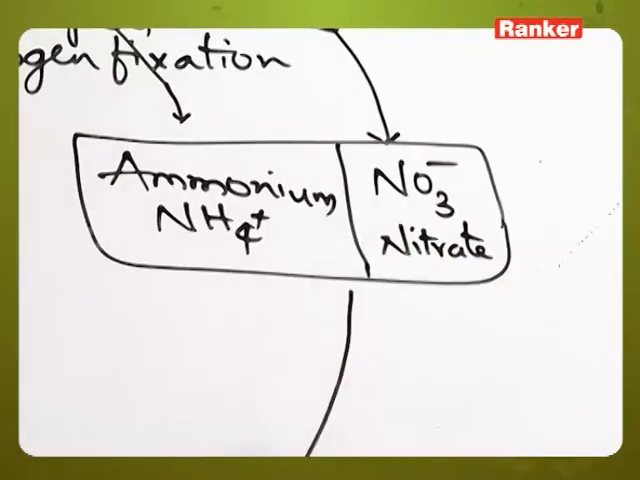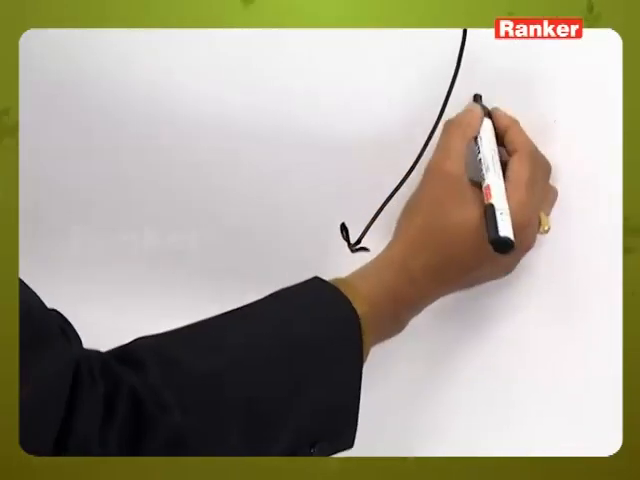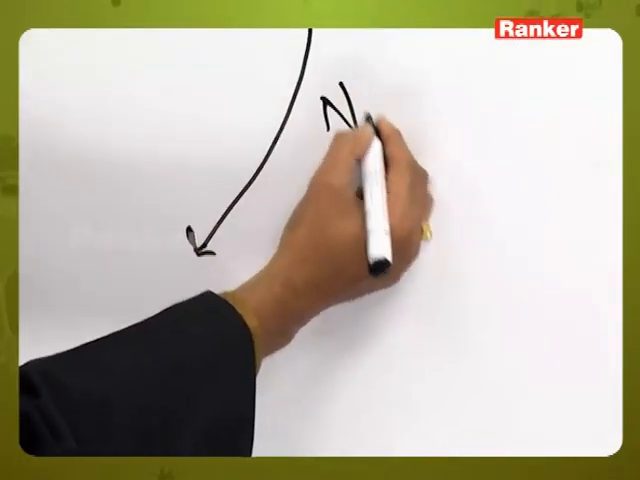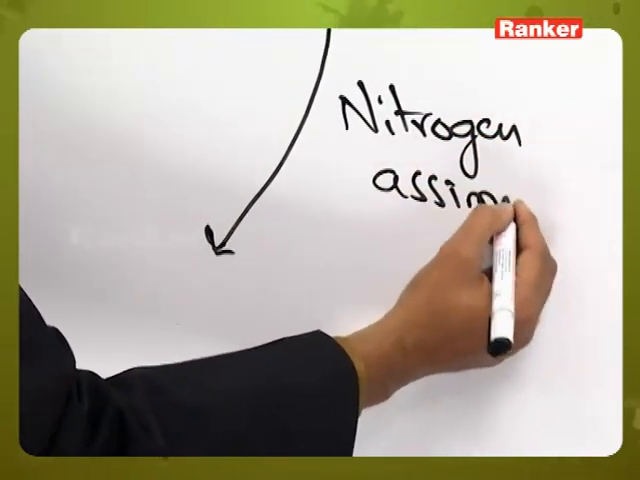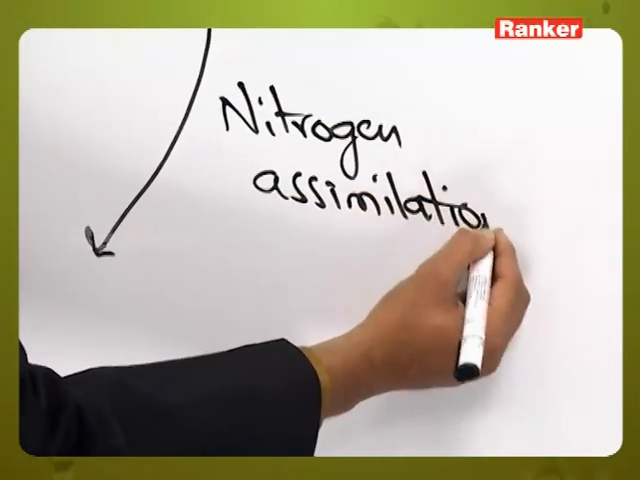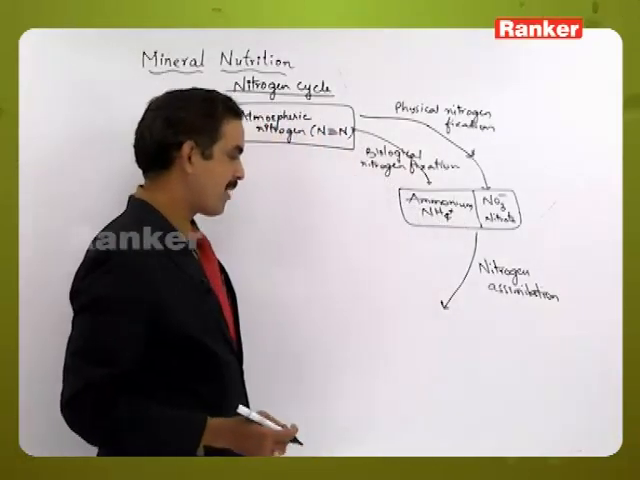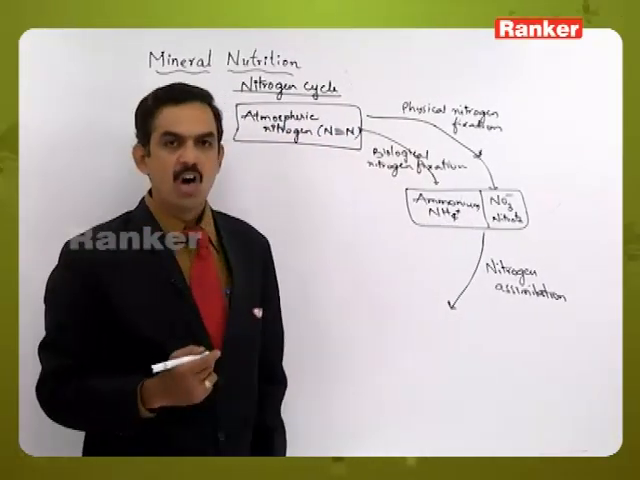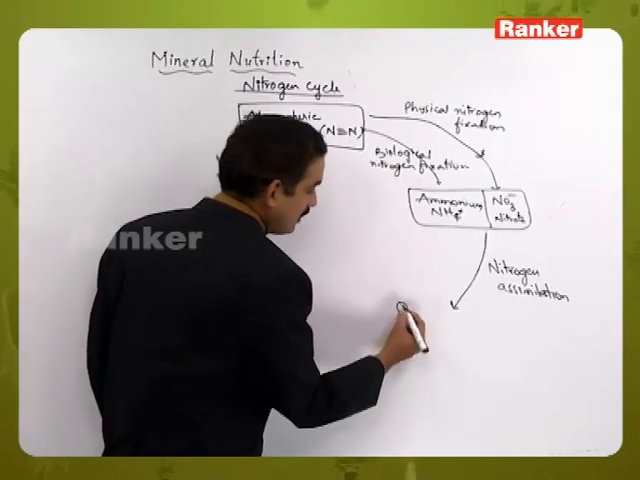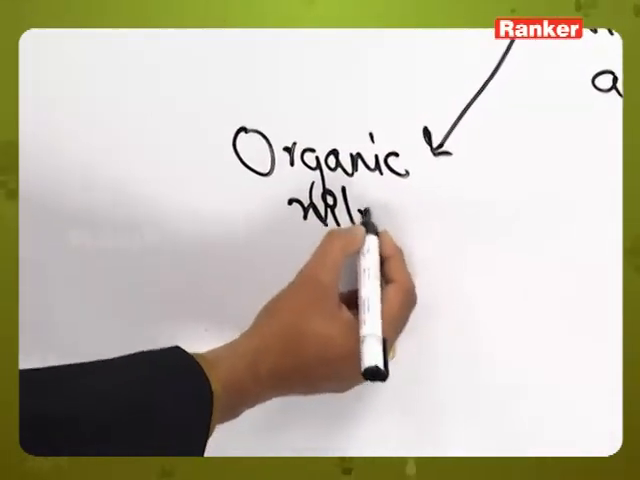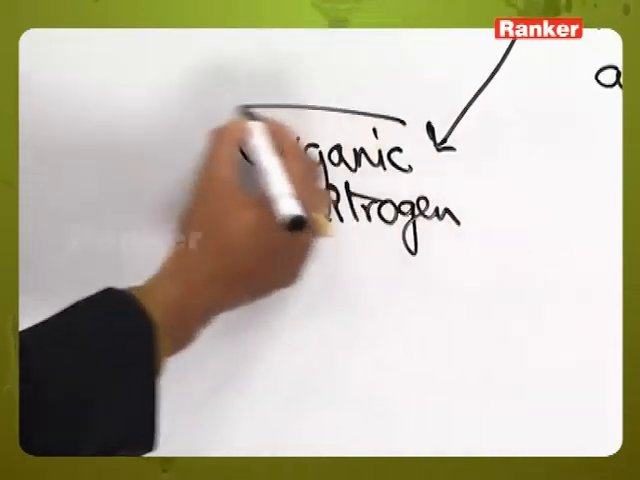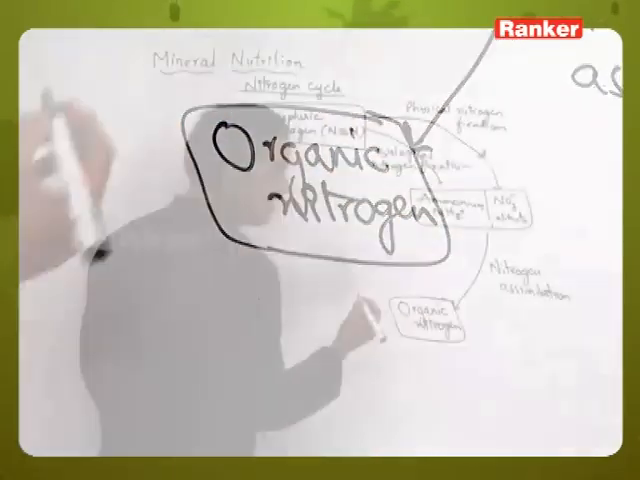They will be participating in the second step called nitrogen assimilation. In the process of nitrogen assimilation, the so formed nitrate or ammonium will be converted into organic nitrogen form. So the organic nitrogen will be in the form of proteins or amino acids inside the plant or an animal.